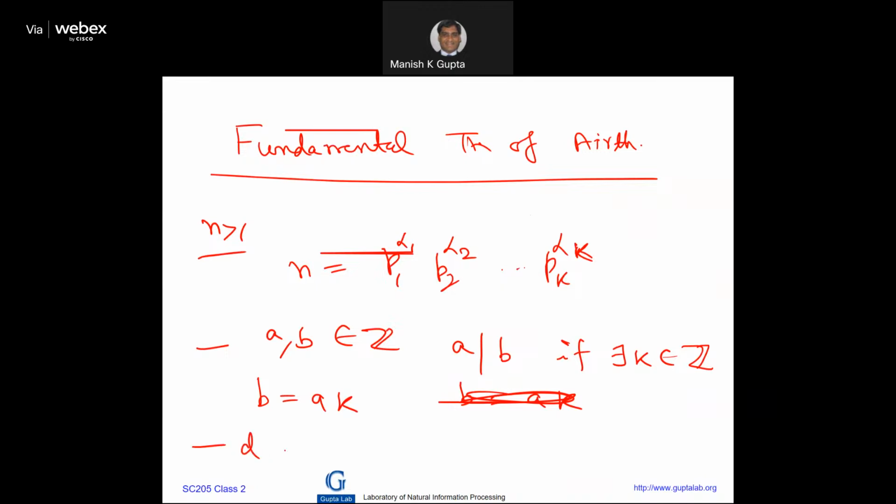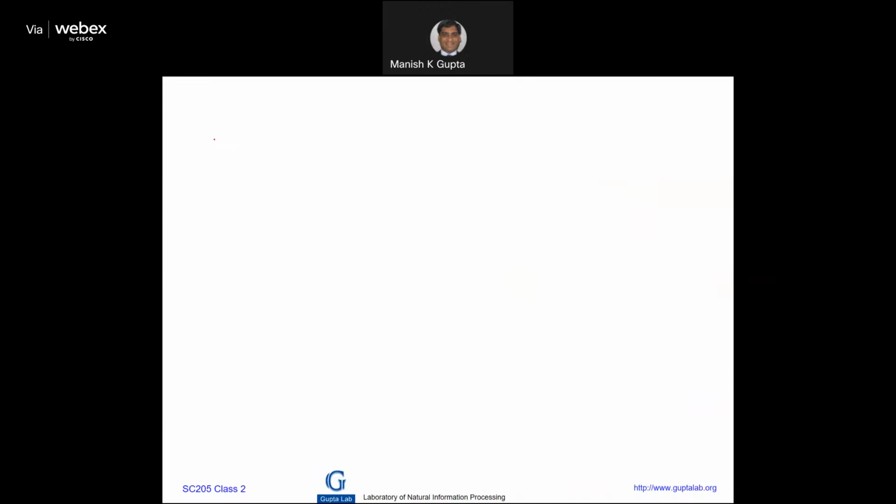d is known as a common divisor if d divides a and d divides b. If a and b are two numbers, if d divides a and d divides b, then d is known as a common divisor. I think you must have studied these things. This is something which you already know because you are all IIT JEE or these coaching people, right?